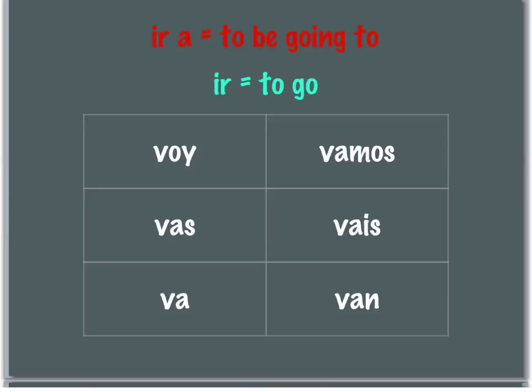Now let's look at another verb that we are at least somewhat familiar with, the verb ir, which means to go. Let's practice the conjugated forms. Voy, vas, va. Vamos, vais, van. While we know that ir means to go, something new to learn is that ir a means to be going to.